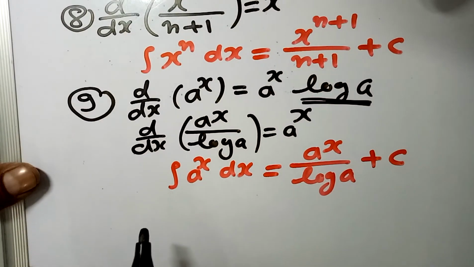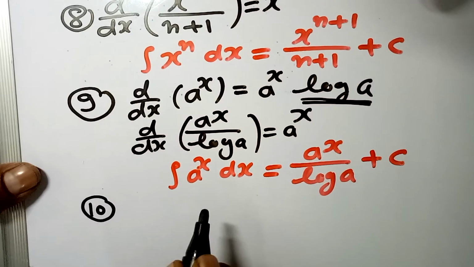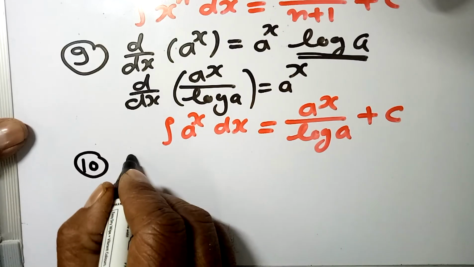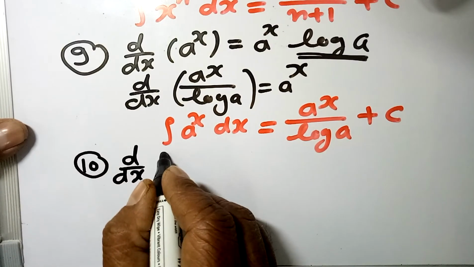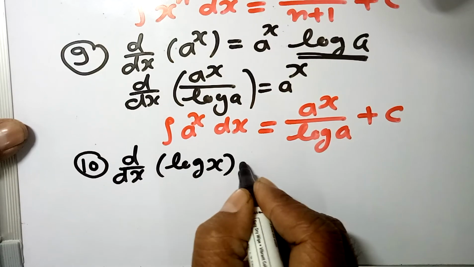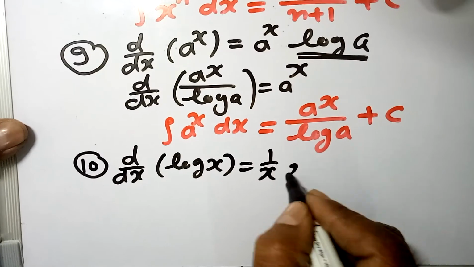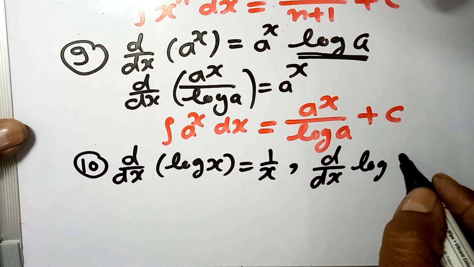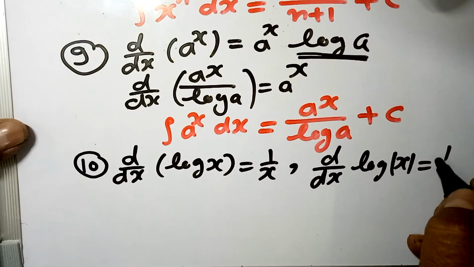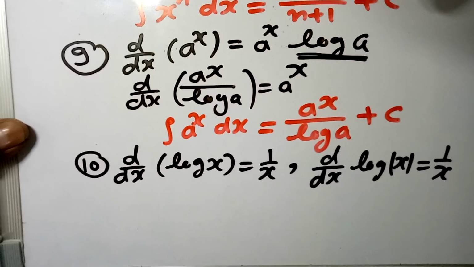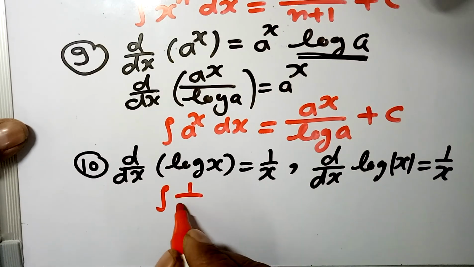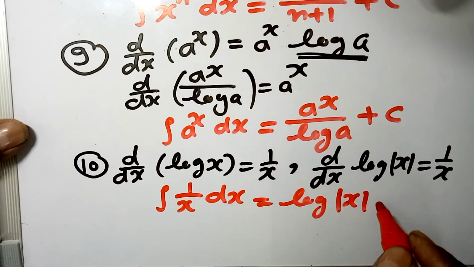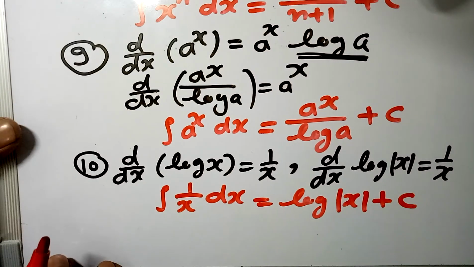Then comes number 10. Derivative of log x is 1 by x. Incidentally, derivative of log of mod x is also 1 by x. Therefore, the integral of 1 by x is defined as log of mod x plus constant of integration.